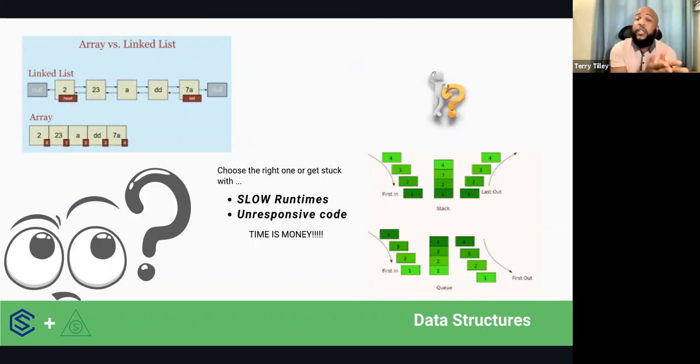Then maybe I need to use a linked list. Or maybe I'm more concerned, or it's more beneficial for me, to use less memory. So I'll go with an array.